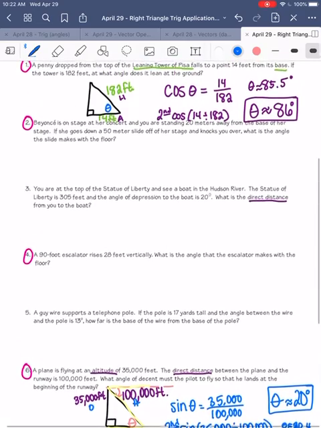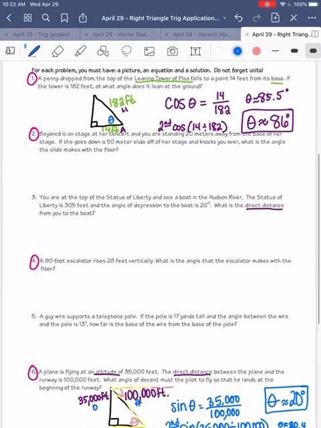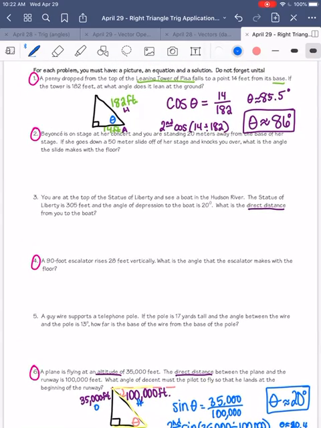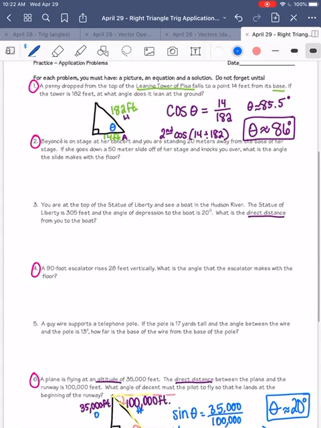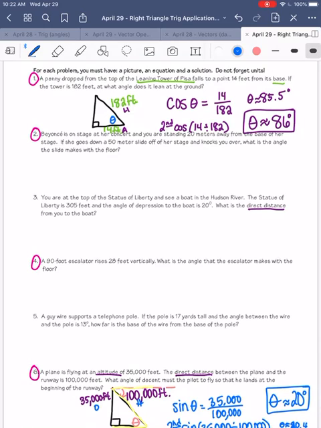Your job is to try 2 through 5. See if you guys can try those. We'll practice more tomorrow. As you saw, there were more below, but we'll practice more of them tomorrow. Then honestly, we're just going to wrap it up and put it all together with special right triangles, and then we're going to have a test over special right triangles and the trig, and then we'll be done with this unit.